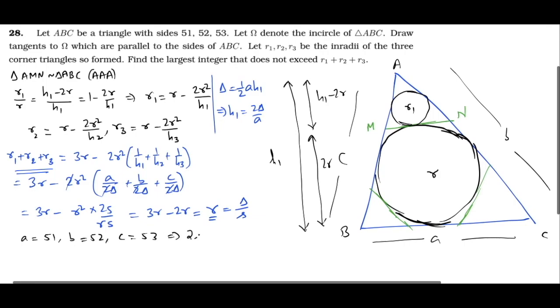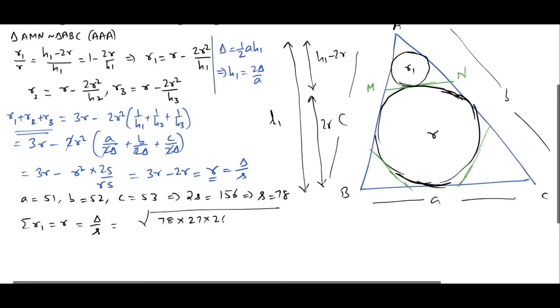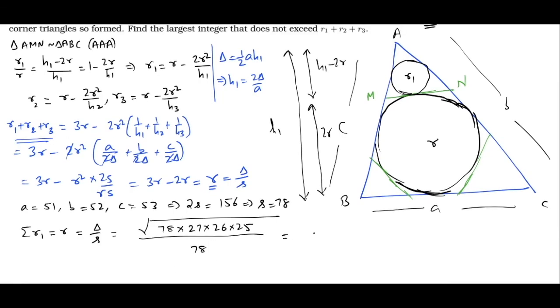So here it is given that the sides of the triangle are 51, 52, 53. From here we get the perimeter 2S as 51 plus 52 plus 53, which is 156, or semi-perimeter is 78. So we have sigma R1 is equal to R, which is delta by S. Using Heron's formula, we get under root S into S minus a into S minus b into S minus c by S. This is equal to under root 78 is 13 into 6, 27 is 9 into 3, 26 is 13 into 2, 25 is 5 into 5, upon 78.